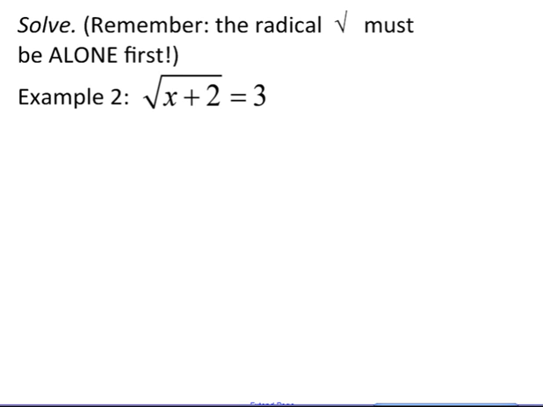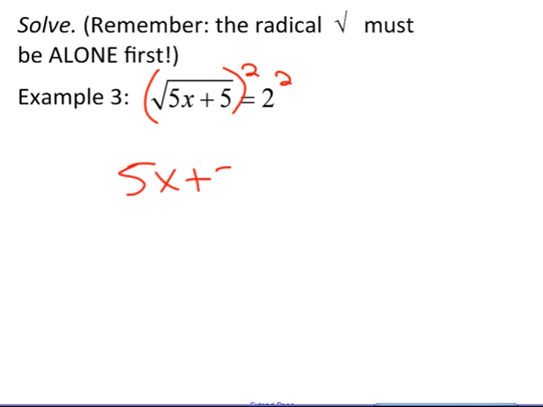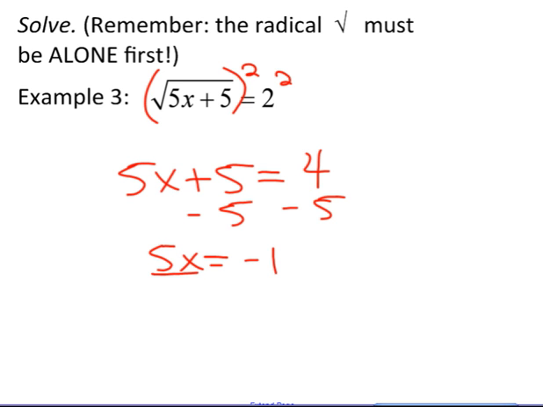Example 2 I'm going to have you do on your own. Let's take a look at example 3. Notice I have a square root on the left-hand side. So to undo the square root, I'm going to square. So the square cancels with the square root, and I have 5x plus 5. 2 times 2 is 4. From here, it's a standard equation. I'm going to subtract 5 and divide by 5, and you get x equals negative 1/5.